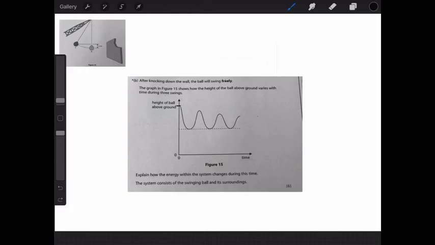The graph is showing me how the height of the ball above the ground varies with the time during 3 of those swings. So we have got the ball starting up here. That is point A in figure 14. And then the ball swings down, and this is point B in figure 14. So the distance between there and there, this height above the ground, would be 1.5 metres. And this height here doesn't change, that's constant, because when the ball is stationary, it is hanging from a crane, which is a set distance from the ground.